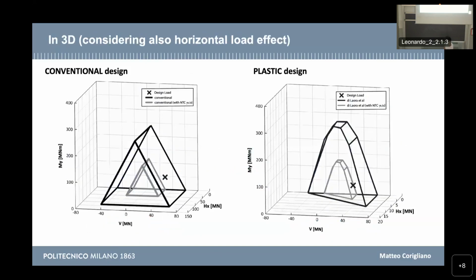Here, just to have a more complete framework, there is a 3D representation of the domain, considering also the presence of the horizontal load. And as you can see, the cross is out of the domain, that is the lighter line.